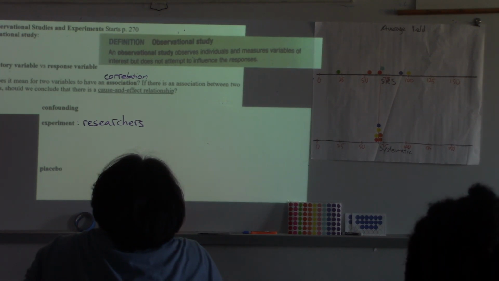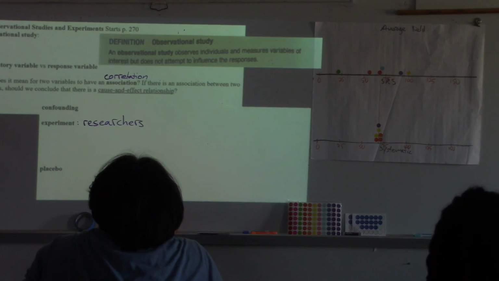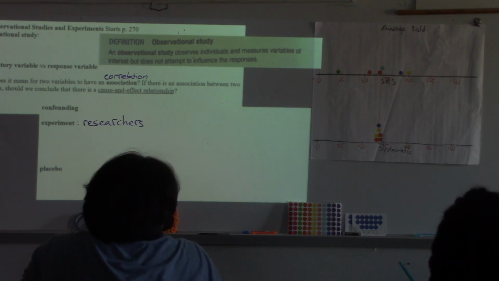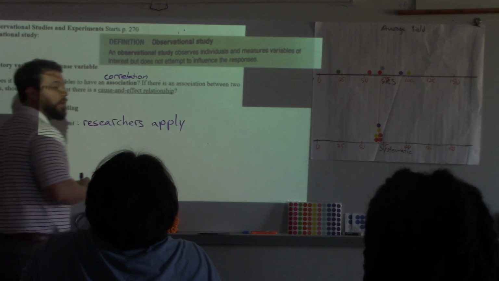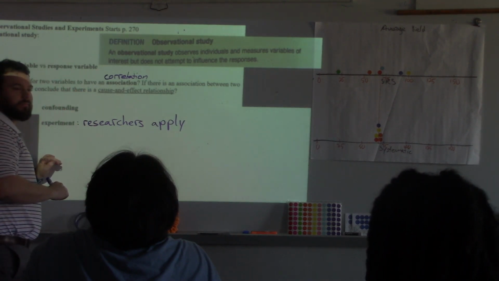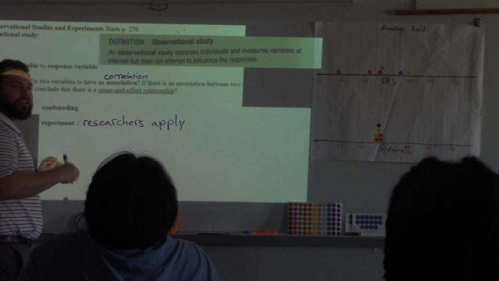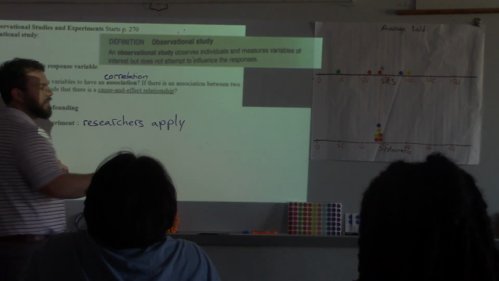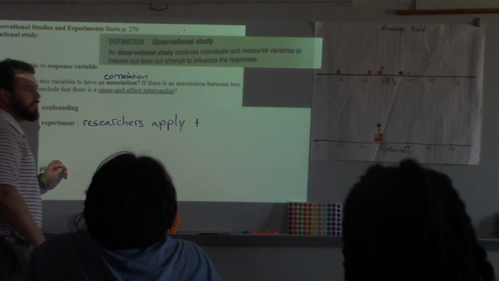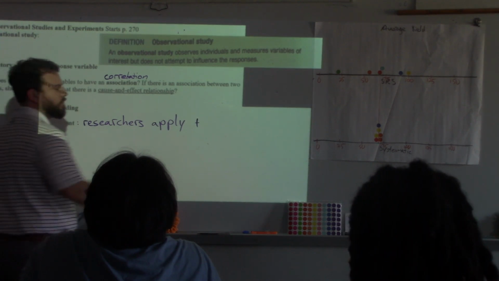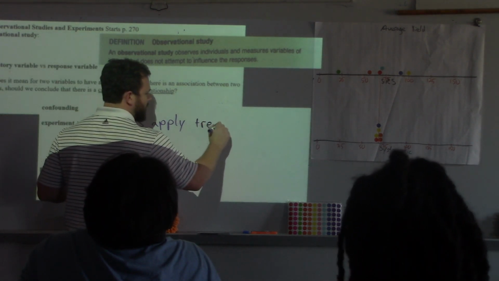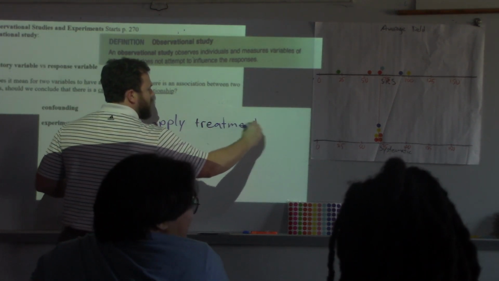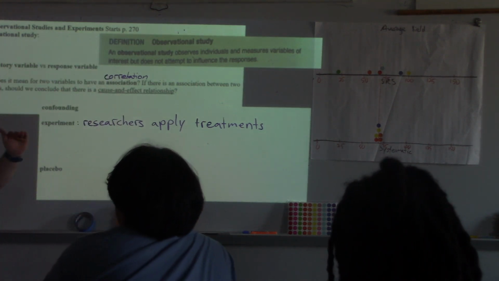But researchers are going to apply something. There's a word that you might see later in the notes that might be helpful here. It might also be on the proficiency scale. Unit and subject, treatment, factor, level. They apply something. What do you think they're applying? Slow down and actually think about it. They apply treatment. So guys, researchers apply treatments.